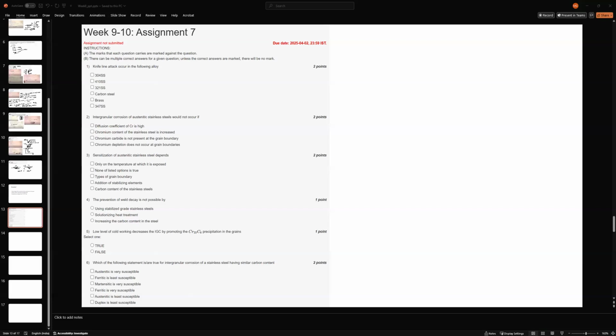Addition of stabilizing element. Elements like titanium form more stable carbides instead of chromium, preventing sensitization. And carbon content, yeah. If you have higher carbon, you will have more carbide formation, so you will consume more of your chromium and thus increase your susceptibility to intergranular corrosion. This should also be correct. So I think only the last three should be correct, right?